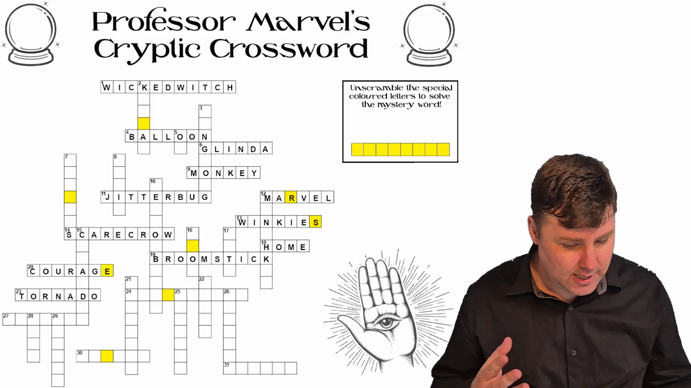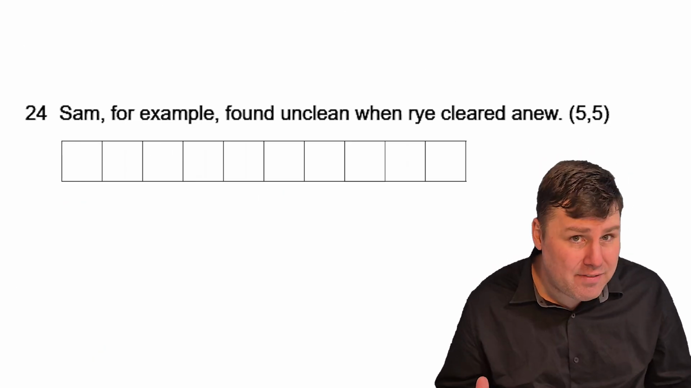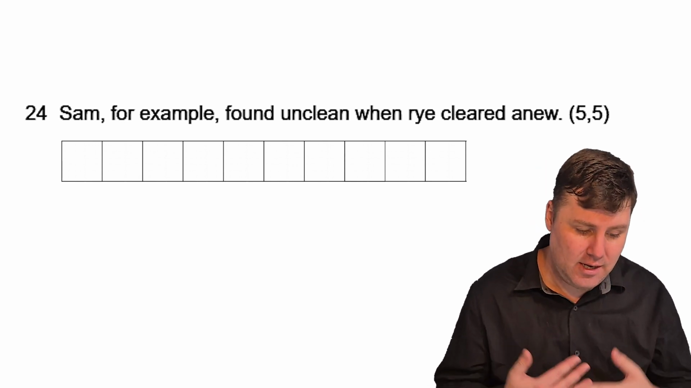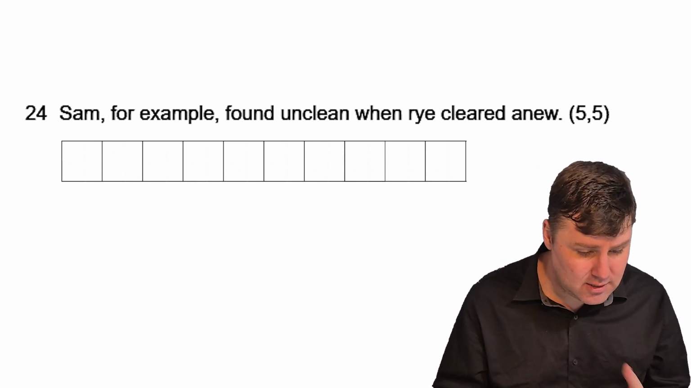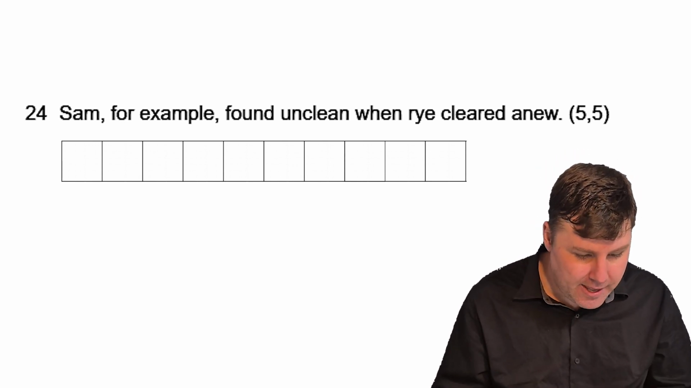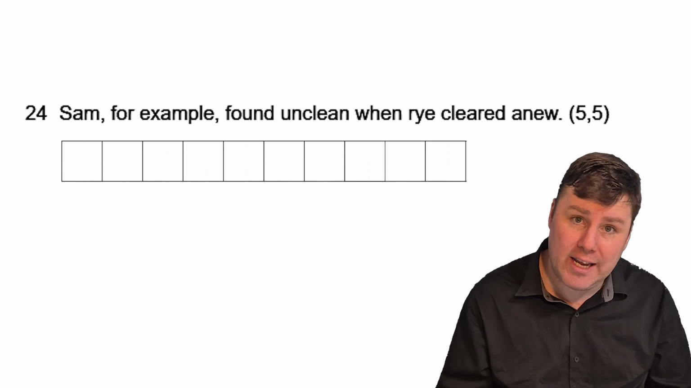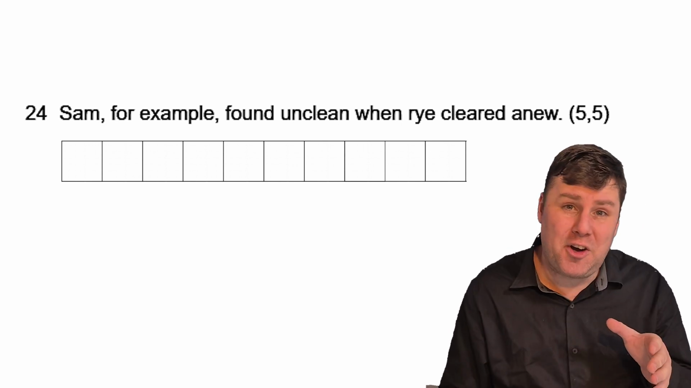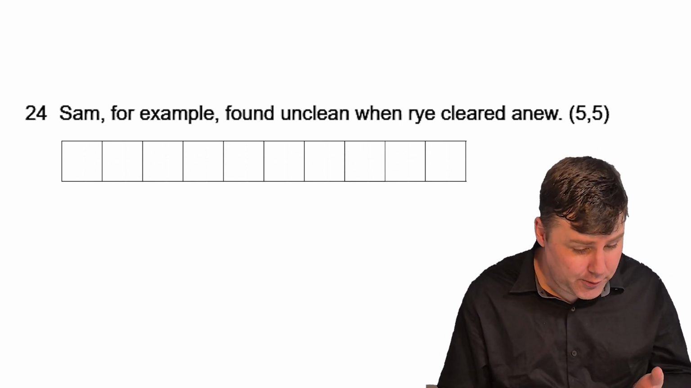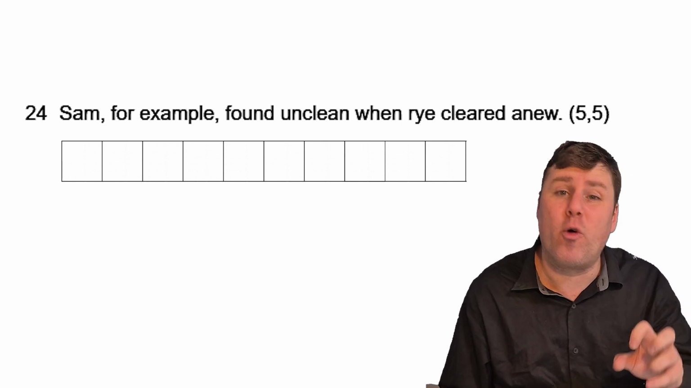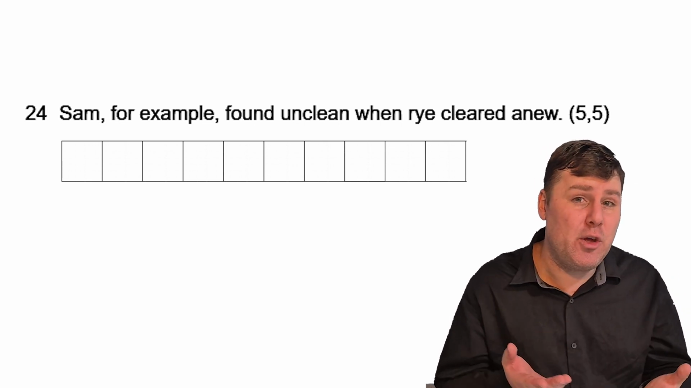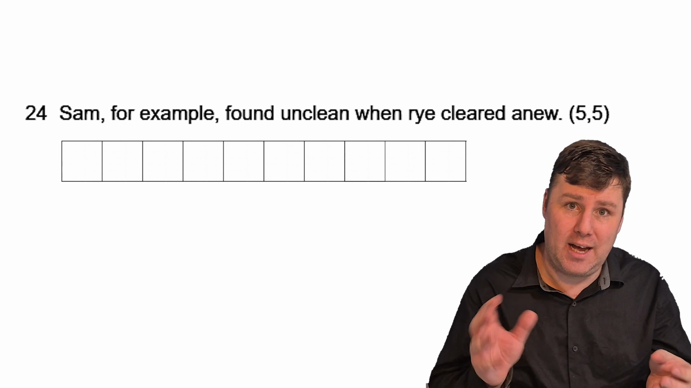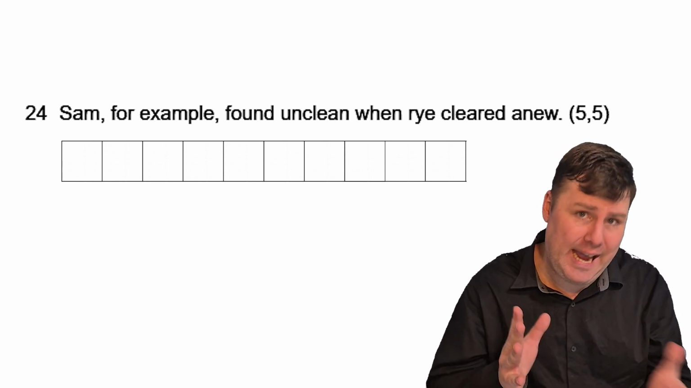24 across, 5 letters, 5 letters. It's a 2-word answer. This is one of the more tricky ones. "Sam, for example, found unclean when rye cleared anew." Now, anytime a cryptic crossword clue uses a name and "for example," they're usually giving you a real world reference that you can find similar answers to.